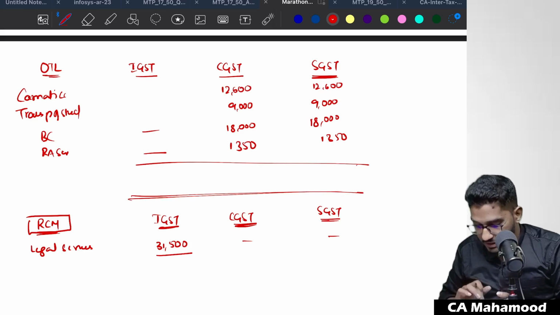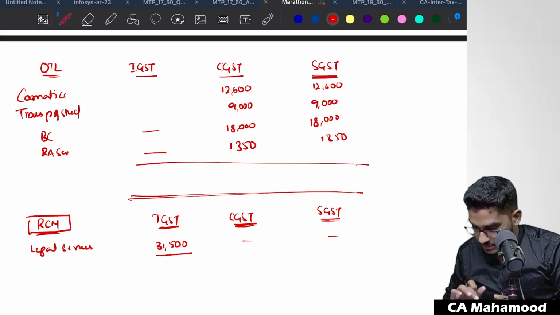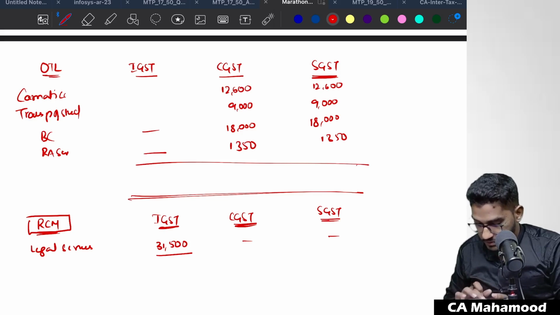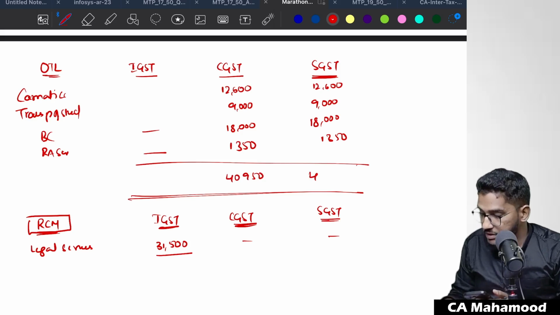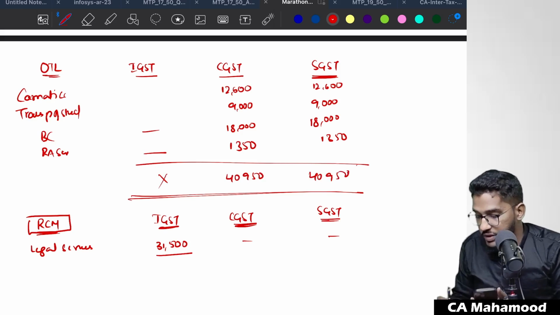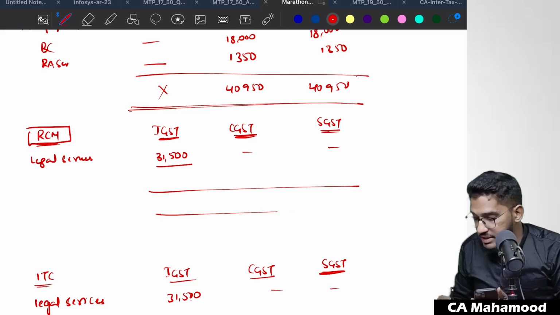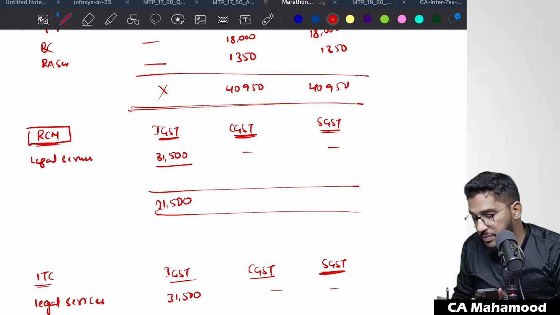So output tax liability is, if I calculate 12,600 plus 9 plus 1,600 plus 90 plus 12.6 plus 9 plus 35. So it will be 40,950 rupees of CGST, 40,950 rupees of SGST. No IGST is there. Then you have IGST payment of 31,500. This you have to pay it in cash only.